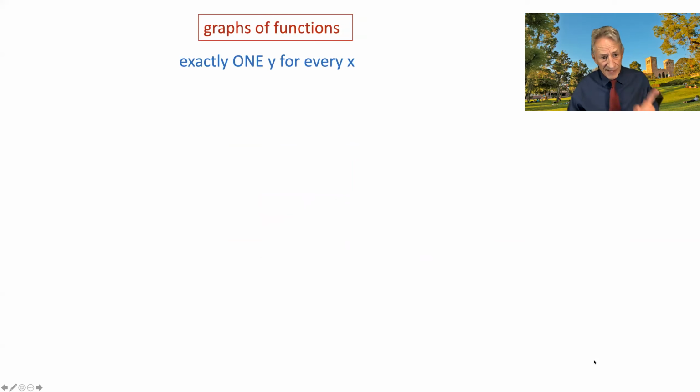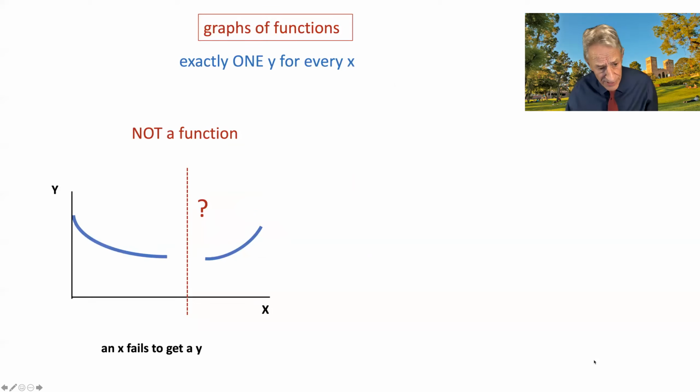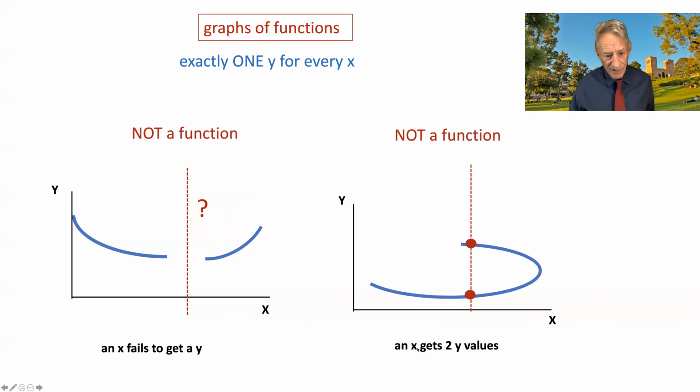Now, that exactly one y for every x, that can be violated, and then you get non-functions. So for example, here is not a function, as you would see from its graph, because here are x values that do not get a y value. And so this is not a function. And then the other way you can fail to be a function is right here. This is also not a function. Why? Because this x gets two y's. So that's also not a function.